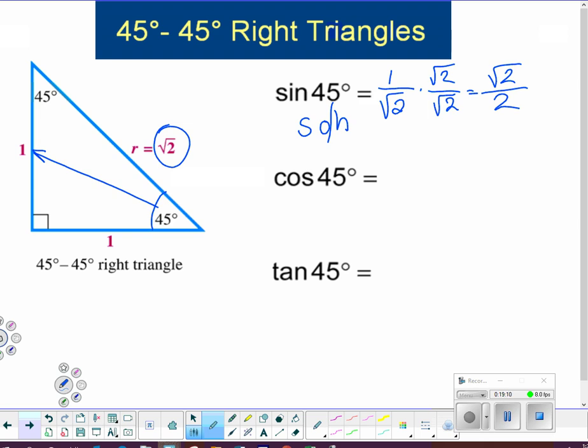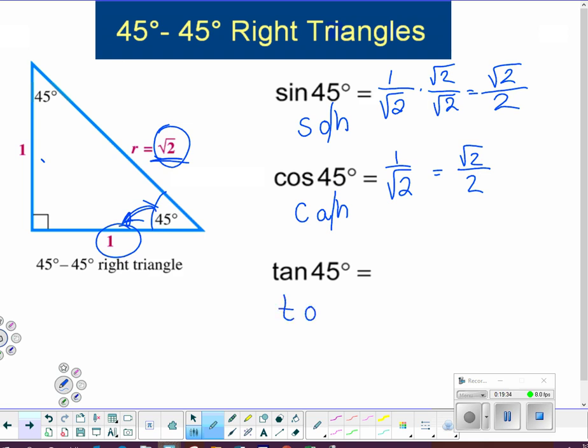We rationalized it by multiplying by square root 2 over square root 2. Cosine of 45. Cosine is CAH, adjacent over hypotenuse. Adjacent side is 1 now. I'm no longer working with the opposite. So we get adjacent of 1, hypotenuse of root 2. Oh, well, that looks just like sine did. Correct. They are identical. We'll get an answer of root 2 over 2 once we rationalize it.